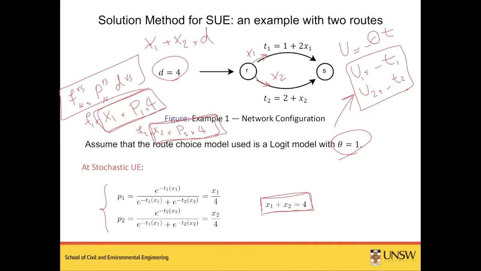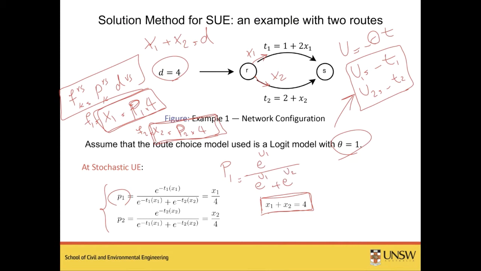And I can actually replace this p1 with the logit formula, right? Because this p is coming from those probabilities. So what would p1 look like in a logit form? The probability of route 1 being selected is equal to exponential of route 1 over the summation of exponential of route 1 plus exponential of route 2.